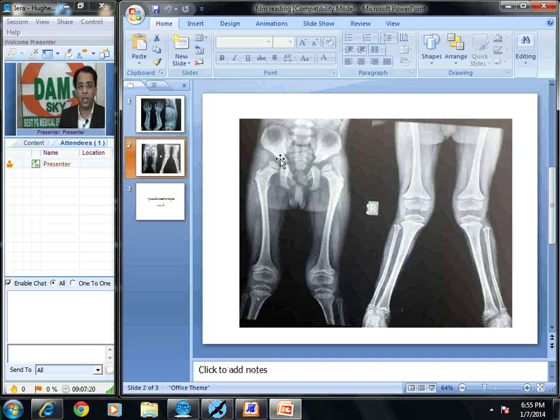The acetabuli appear large with irregular outline, and if I look at the X-ray of the knee, the metaphyses are splayed, they are broadened. Again, these are all typical findings of mucopolysaccharidosis syndrome.